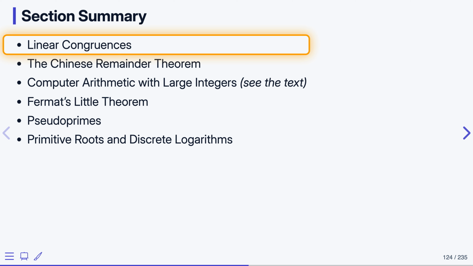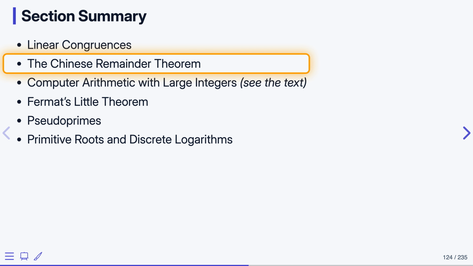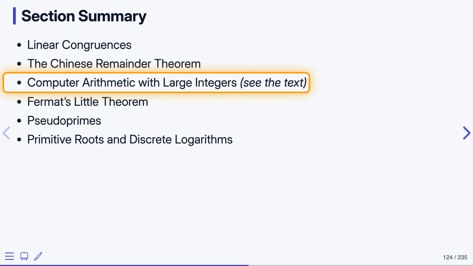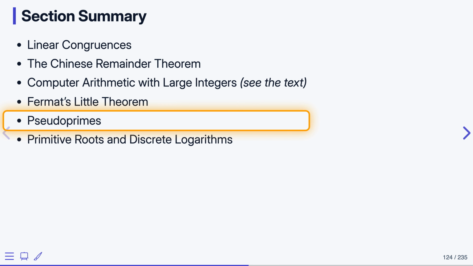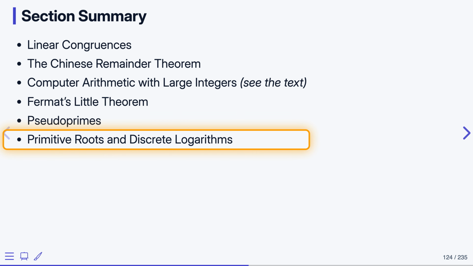We start with linear congruences. These are equations with a mod on them. Then we meet the Chinese Remainder Theorem. It solves several congruences at the same time. We skip computer arithmetic with large integers here. You can read it in the book. Then comes Fermat's little theorem, a fast way to work with big powers. After that, pseudoprimes, which look prime but are not. And last, primitive roots and discrete logarithms.